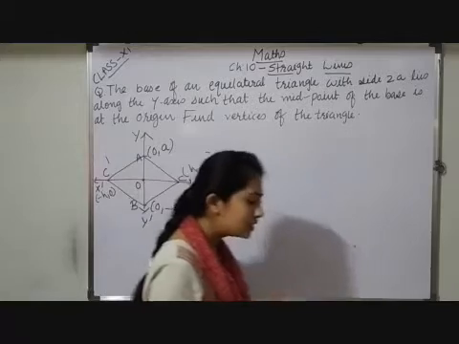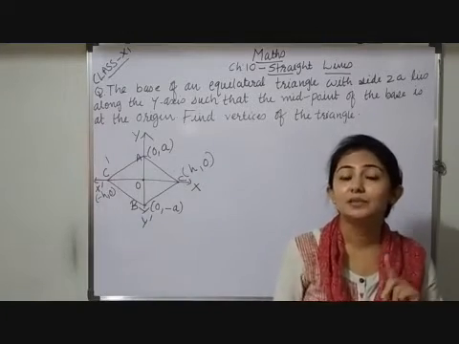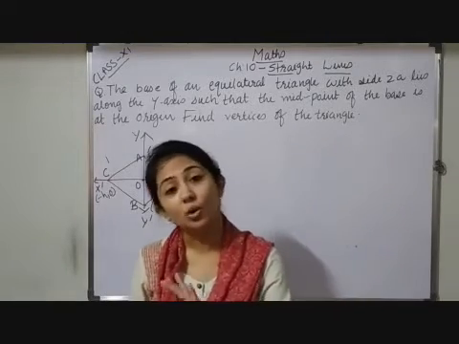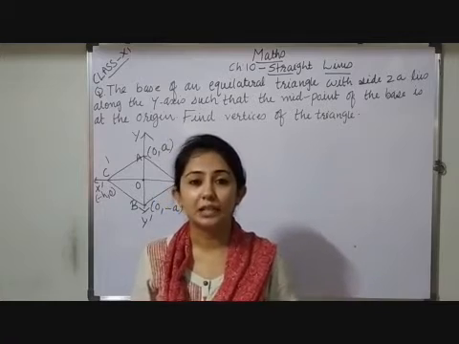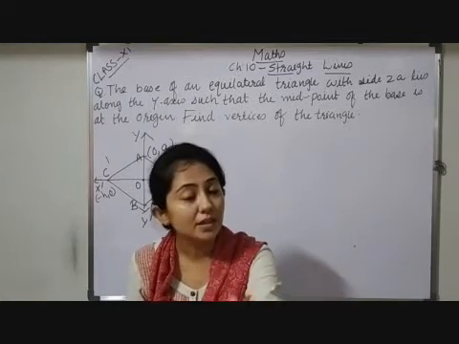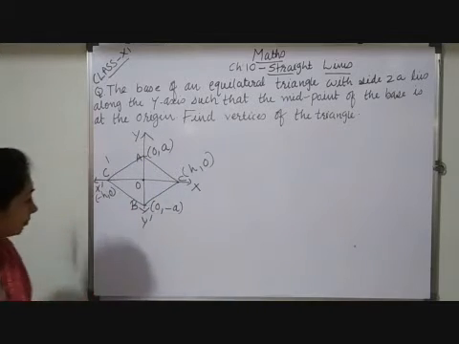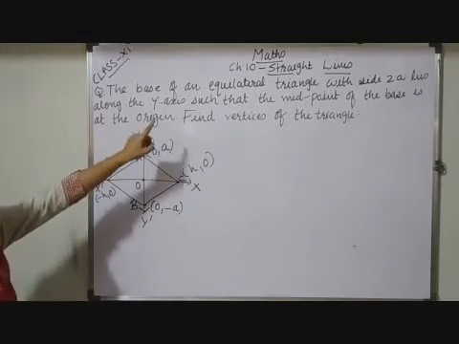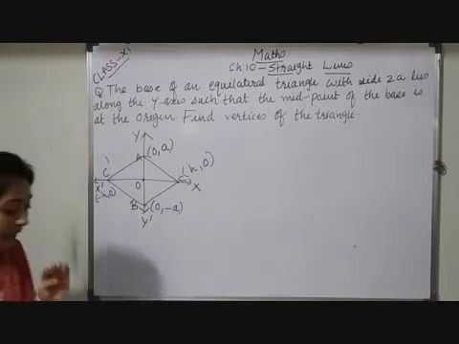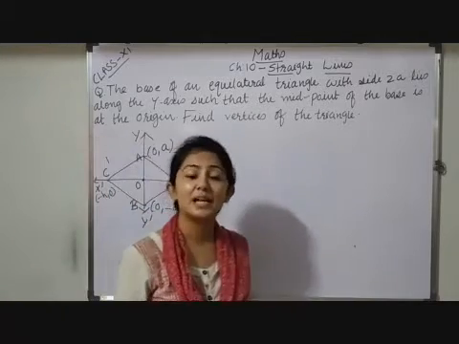But distance will always be positive. This distance can never be negative. Though a coordinate can be positive or negative, distance will always remain positive. Just fix this thing in your mind. Now, you can observe in the question it is given an equilateral triangle. Equilateral triangle means all sides equal.